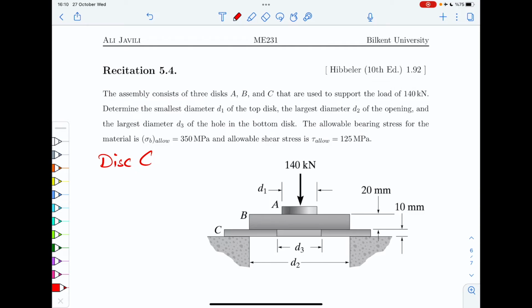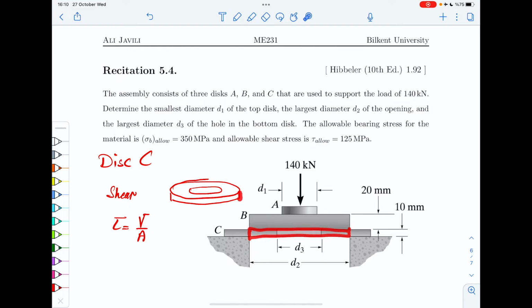Now for shear stress, tau is V divided by A. You should think of that as a hollow cylinder also, like this. And you can imagine this has a thickness. Okay, so this is kind of the picture that we have here.